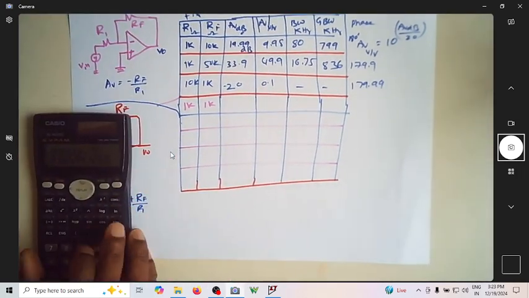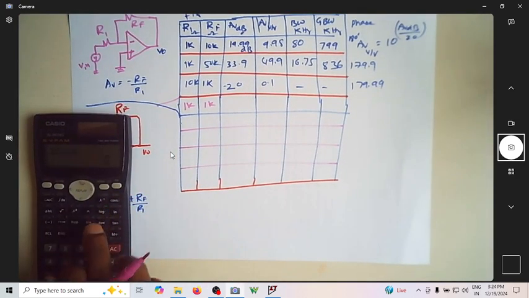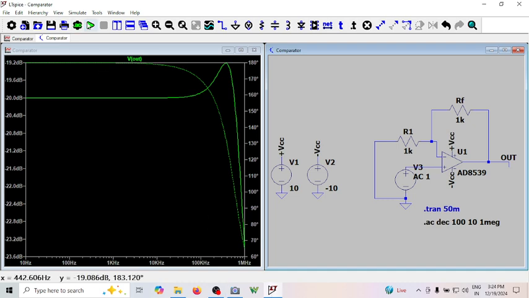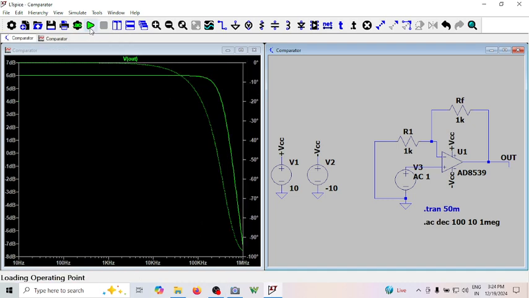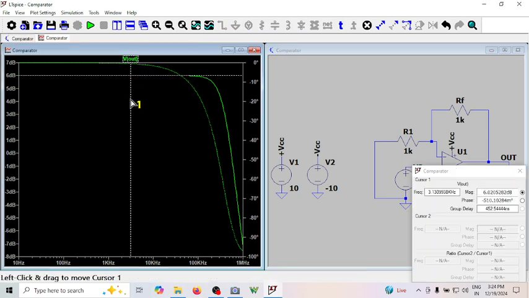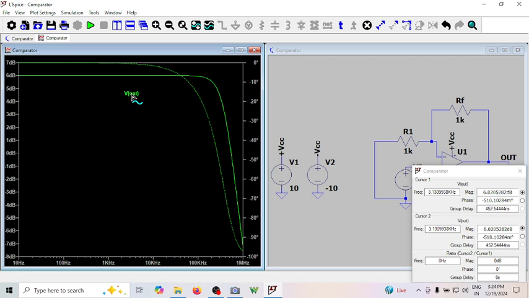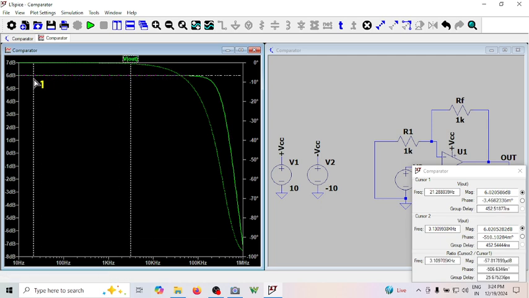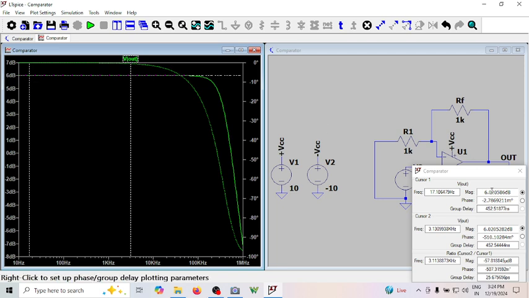That is, what is 20 log of 2? 20 log of 2 happens to be 6 dBs. So let me see what is the magnitude you are getting. Let me run now. You can see now you are getting 6 dB. Let me double click on this. Now see here, this is 6.02 dB. You can see the phase is almost 0 degree. This is minus 2 milli-degrees. Milli-degree is almost like 0 degree.